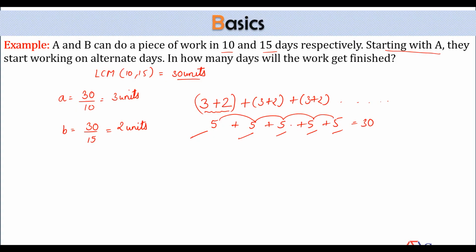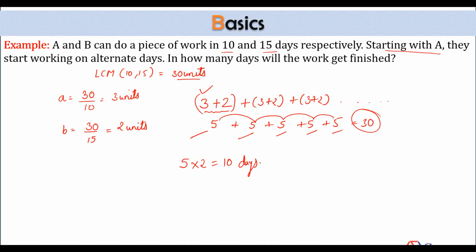5 cycles are required. So in 5 cycles, they'll be able to finish the total work. And who has started the work? A has started the work. One cycle is of 2 days, so 5 cycles will be equal to 5 into 2, 10 days. So how many days are required to finish the whole work? I can say 10 days here.